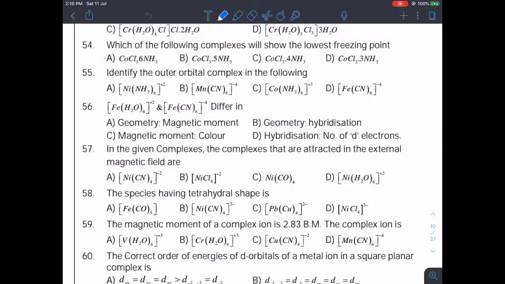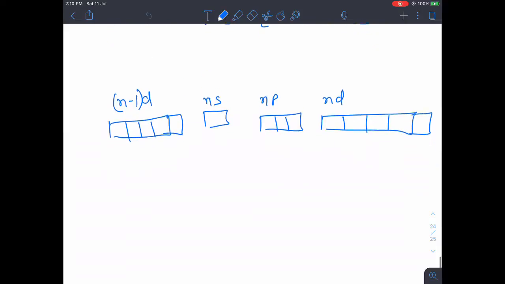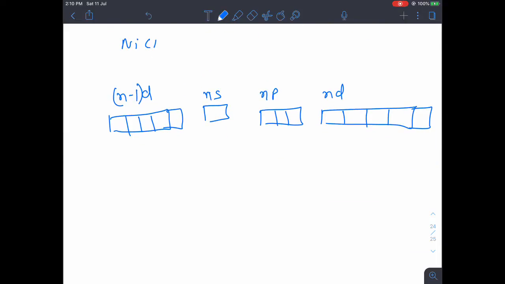The first example is given, nickel ammonia whole 6 plus 2. So nickel ammonia whole 6 plus 2, Ni(NH3)6 2+. Tell me in this case, what is the oxidation number of nickel? Plus 2. So what is the configuration? It will be argon and 3d8. Now I will do one thing. I will just fill up here 1, 2, 3, 4, 5 and 6, 7, 8.